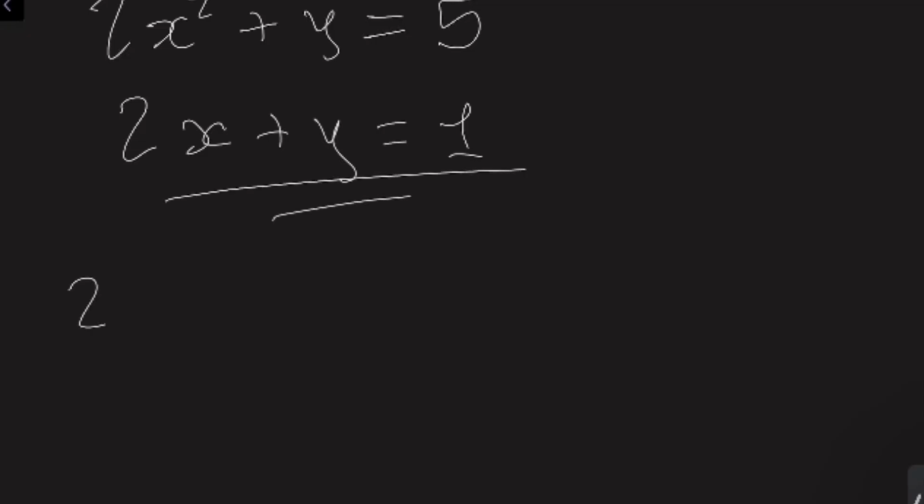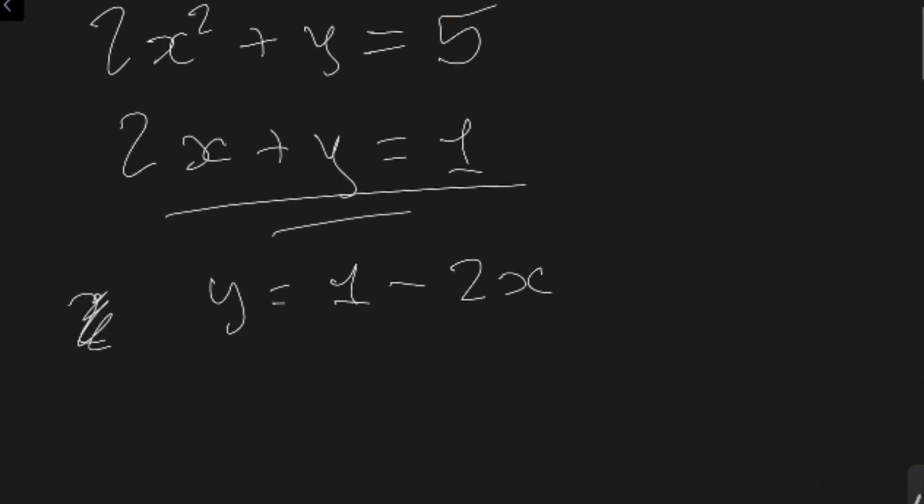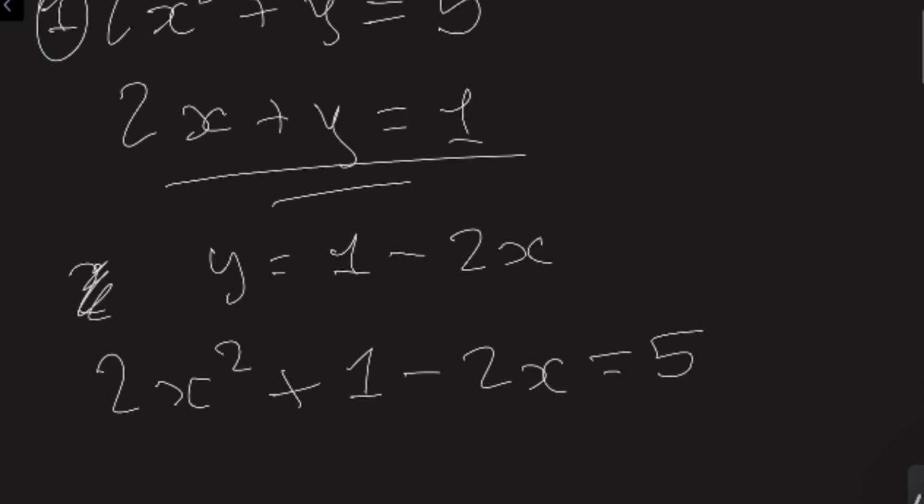So rearrange that. I'm sure most of you can do that. y equals 1 minus 2x. And now that you've got the y, sub it into this first equation here. So 2x squared plus 1 minus 2x equals 5.